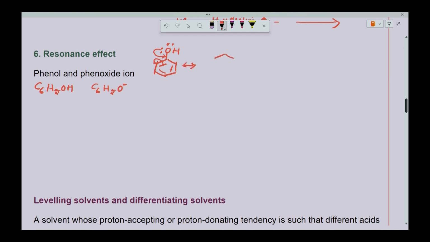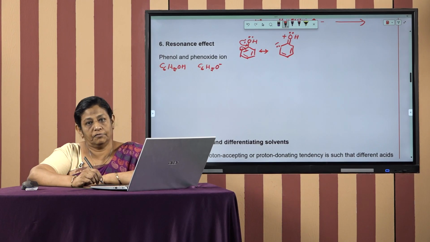that is, the pi bond is shifted to this corner, the other two bonds intact, and here there will be a double bond with oxygen, which lost its lone pair in making a bond over here, and it carries a positive charge.